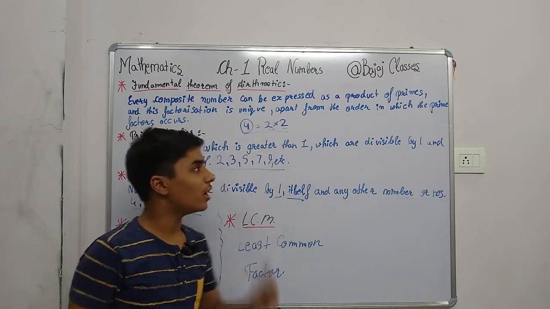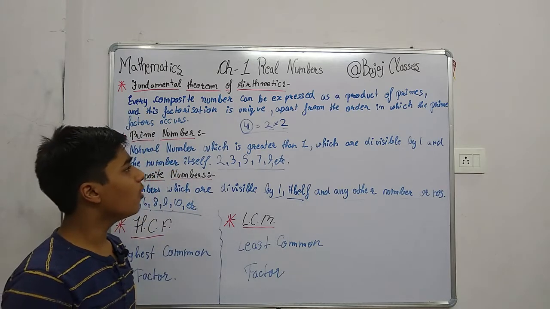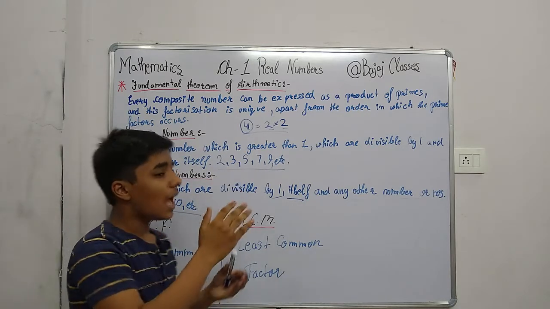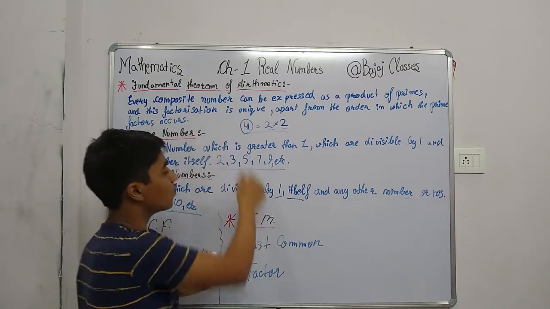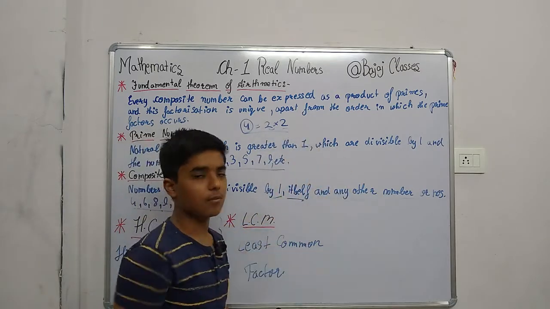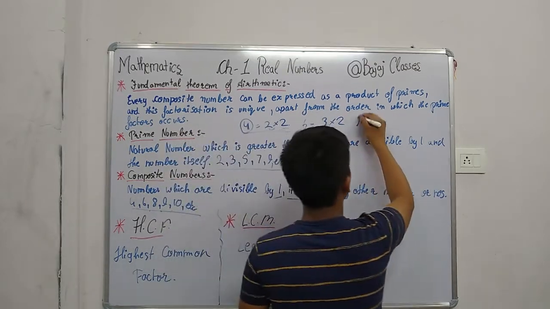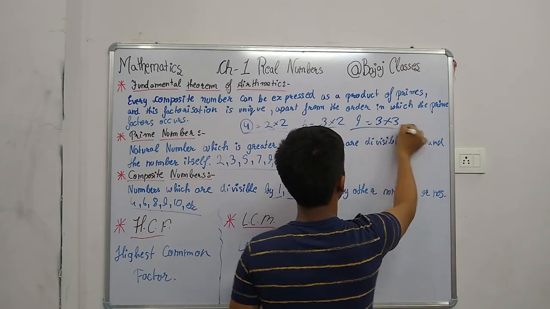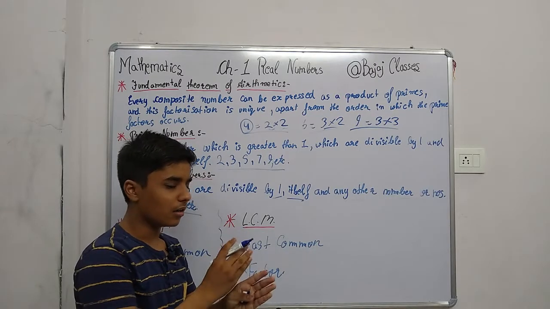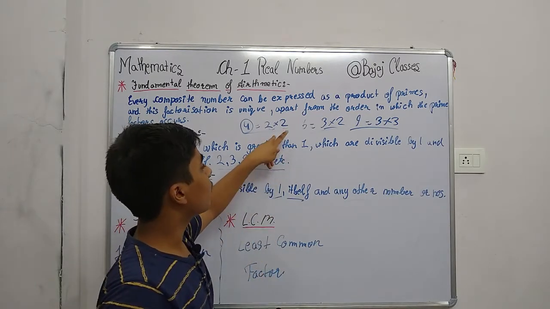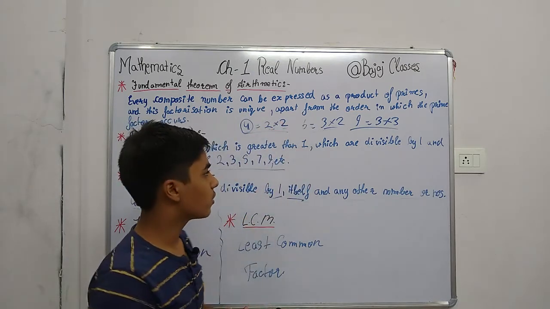So the fundamental theorem of arithmetic states that any composite number can be expressed as a product of primes. And this factorization is unique, meaning this 2 into 2 will be different for other numbers. 6 equals 3 into 2, it is different. 9 equals 3 into 3, it is different. So every factorization is different. Any number that is 3 into 2 or 2 into 3 will be the same, but every factorization will be unique.